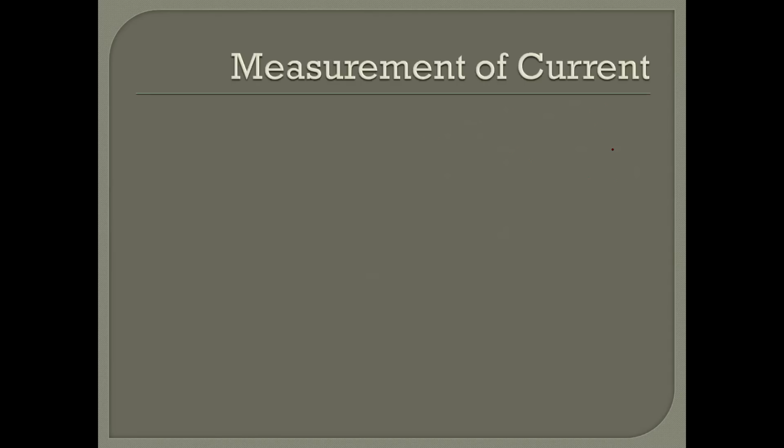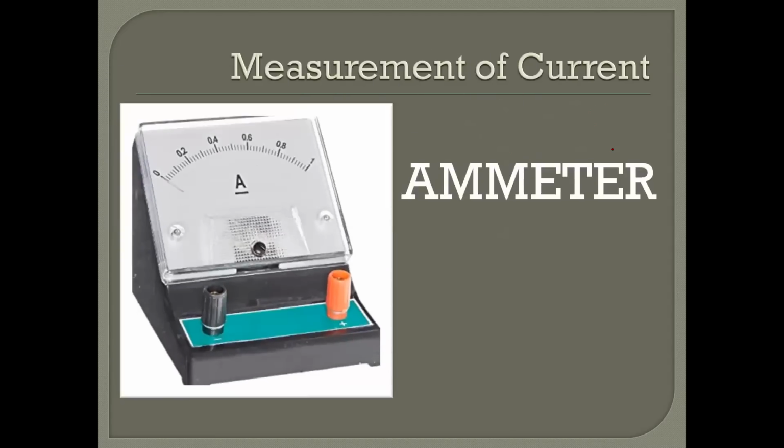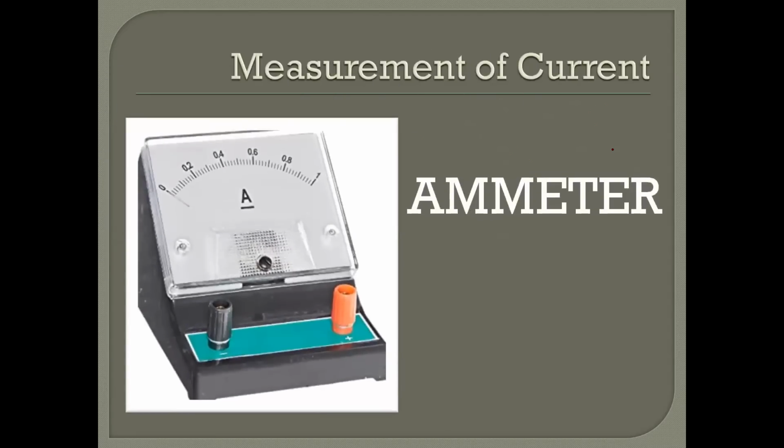And electric current can be measured by using an instrument called ammeter. You will be using it in your lab when you're doing the practicals. This is a device called ammeter. Ammeter will be used to measure electric current. There are different types of ammeters. Some of them will be measuring the current in ampere, some will be measuring the current in milliampere, and some will be measuring the current in microampere.